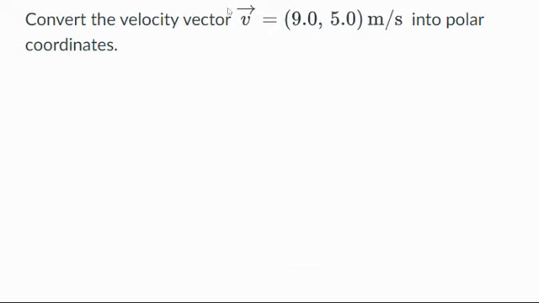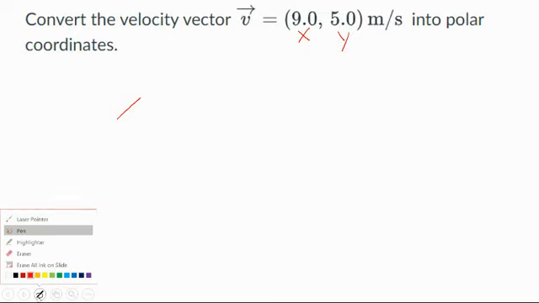All right. So now for this one, it says convert the velocity vector 9, comma 5 into polar coordinates. So polar coordinates is like going through the origin. So whatever this vector is, it's going to go 9 units in the x direction and 5 units in the y direction. So it doesn't matter where you draw it in space.